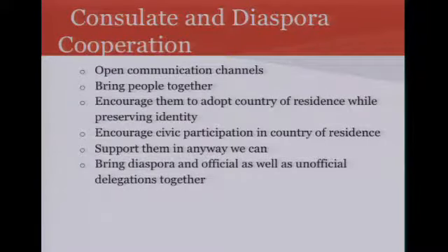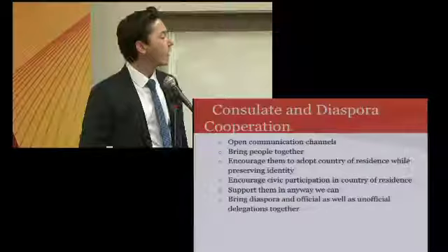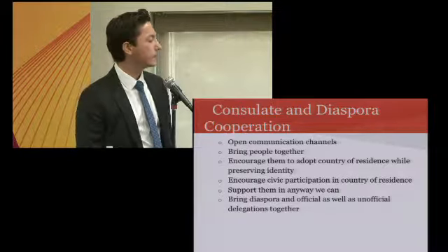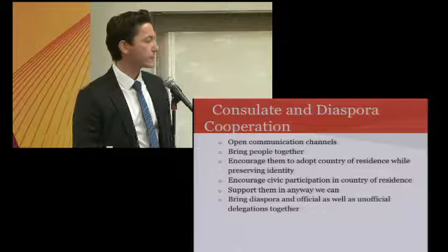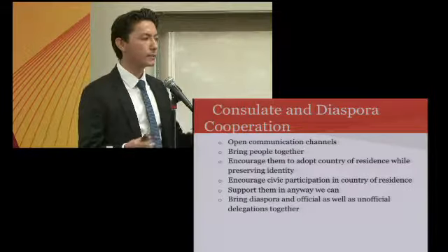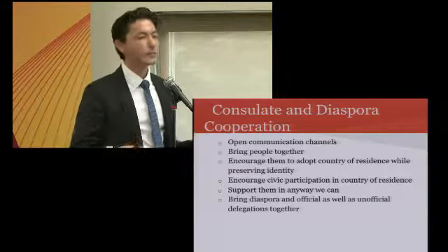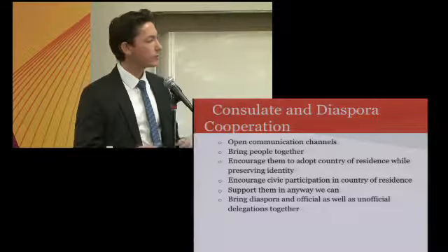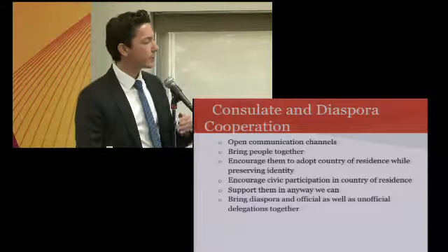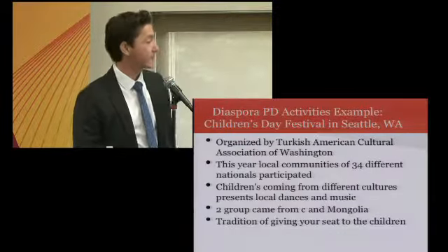I met probably 5% of the Turkish diaspora living in Los Angeles already in 6 months. I've been here for 6 months, so I met a lot of people. We try to bring people together, encourage them to adopt the country of residence while preserving their identity, and encourage civic participation in the country of residence, support them in any way we can if they need help, and bring diaspora and officials together as well. For instance, when ministers visit for other purposes, we always bring the ministers, high delegations together with the diaspora, which increases the morale of diaspora as well, and the ministers as well.